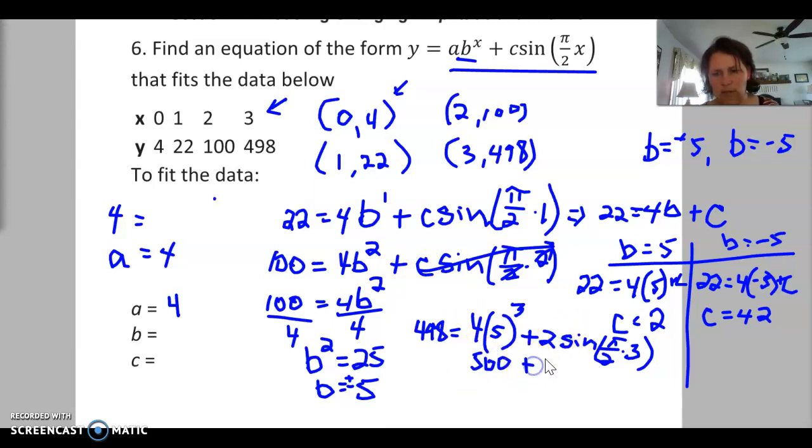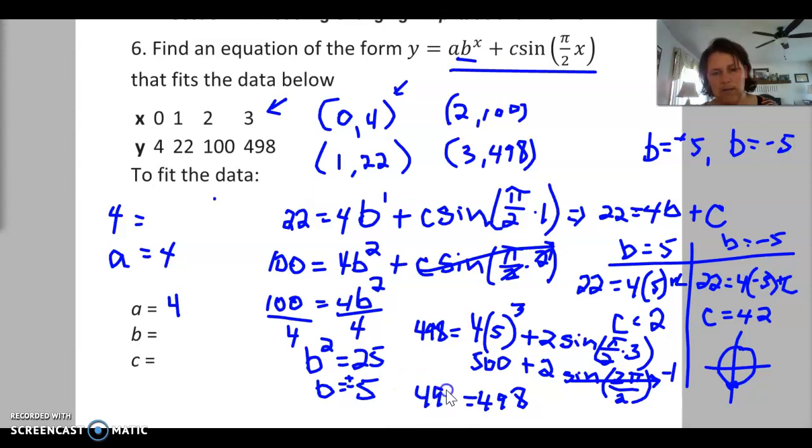500 plus 2 times the sine of 3 pi over 2, which is down at the bottom. Yeah, which is exactly right. So sine of 3 pi over 2 is negative 1. It's on our unit circle, that's going to be down here. So sine is negative 1. That makes this negative 2. 500 plus negative 2 is 498.